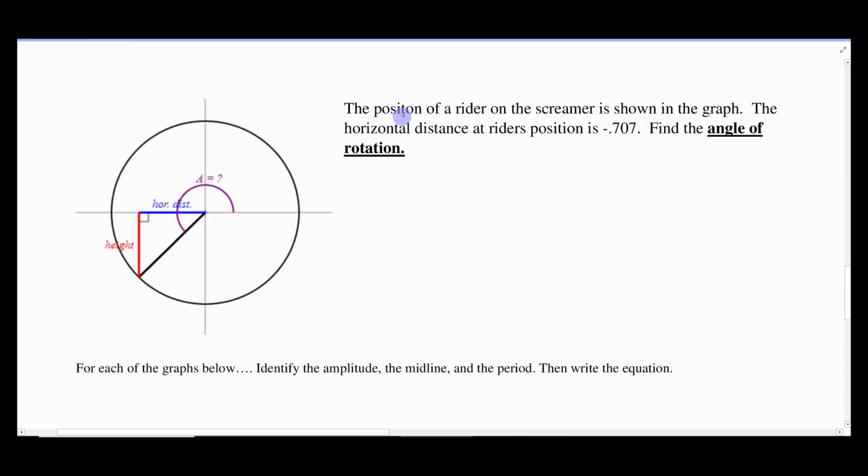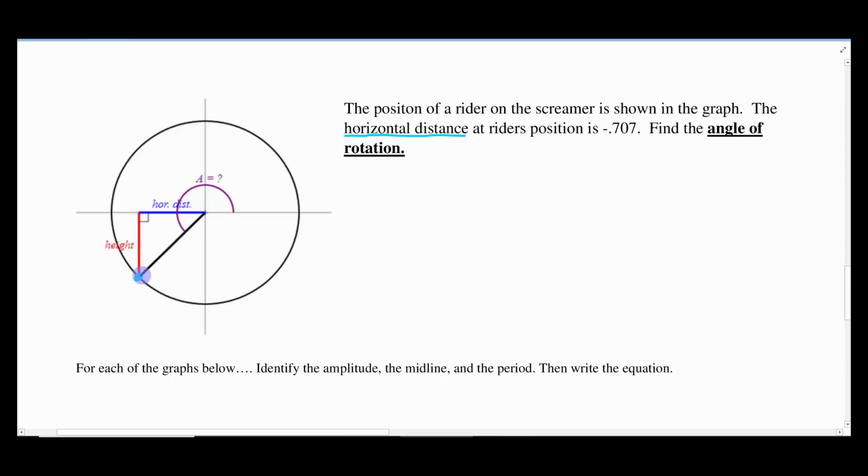All right, so let's take a look at this problem. It says the position of a rider in the screamer is shown in the graph, and it says the horizontal distance, and that's a key piece of information right there, the horizontal distance at the rider's position is negative 0.707. So when they refer to the rider's position, they're talking about a point that's on the unit circle, and they'll usually give you a diagram demonstrating where that point is. So this is going to be the position of our rider.